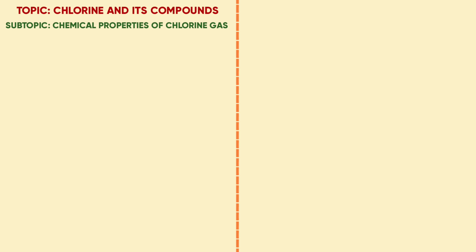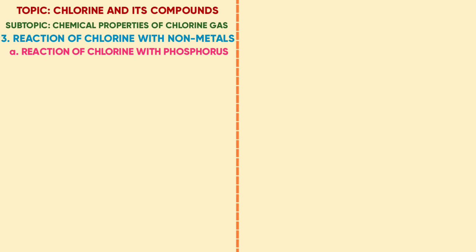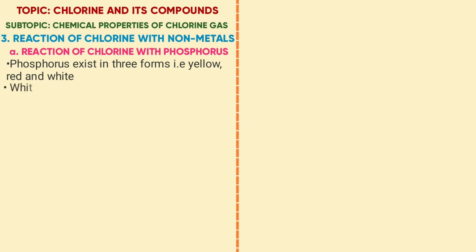Now today we want to look at the reaction of chlorine with non-metals. We want to look at two of them, phosphorus and hydrogen gas. A, reaction of chlorine with phosphorus. Note that phosphorus has three types: red, yellow and white. White and yellow phosphorus should not be reacted with chlorine gas. Reason, they are highly flammable.